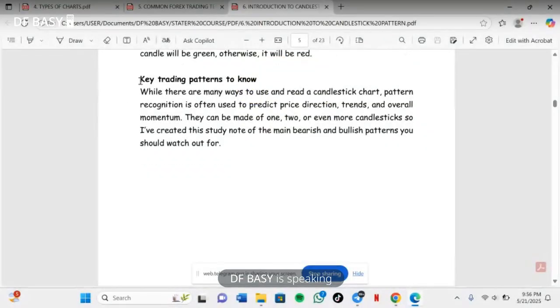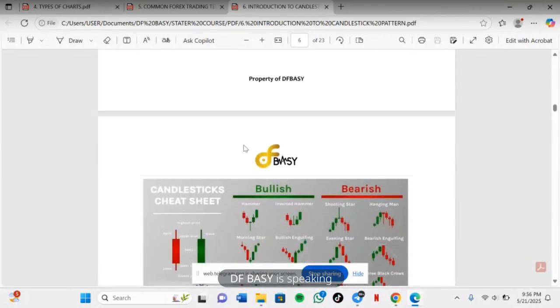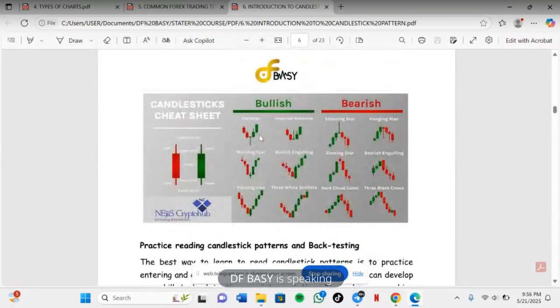So let's go. Key candlestick patterns to know. So we have the hammer. There's the inverted hammer. There's the shooting star. There's the hanging man. There's the morning star. There's the bullish engulfing. I'm mentioning these as types of candlestick patterns. There's the evening star. There's the bearish engulfing. There's the piercing line.